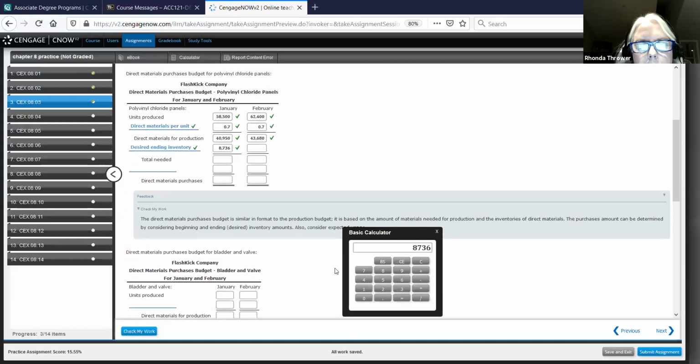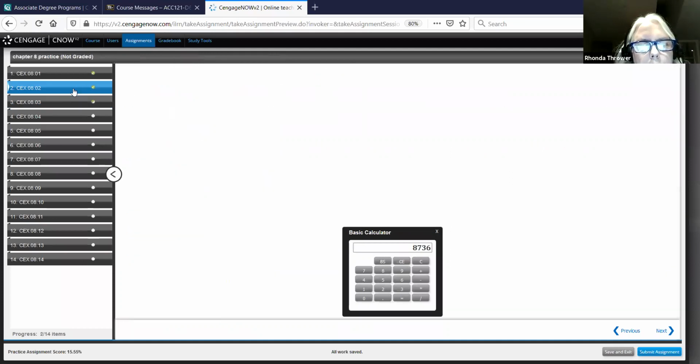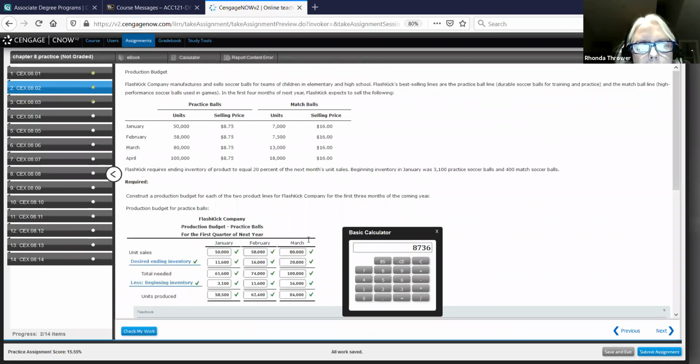So for the month of February, we would need to know what the production needs are for March. So I'm going to go back for just a minute and look at what we needed to produce for March from the 8-2 exercise. What we've got for March is that we needed to produce 84,000 units. So I'm going to put that in my calculator, 84,000 units that we needed to produce in March.